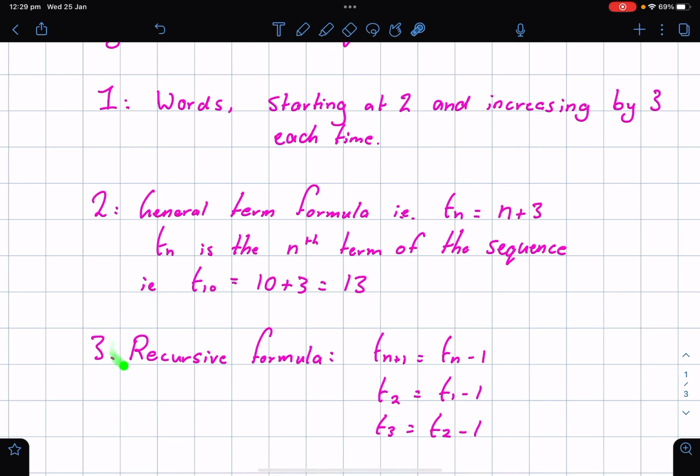Our third and final way is our recursive formula. So this is using the previous term to define the next term in the sequence. So T of n plus 1, that's the next term in the sequence from T of n, is equal to Tn minus 1. So for example, T2, when n equals 1, so term 2 is term 1 minus 1, term 3 is term 2 minus 1. So using the previous term to define the new term.